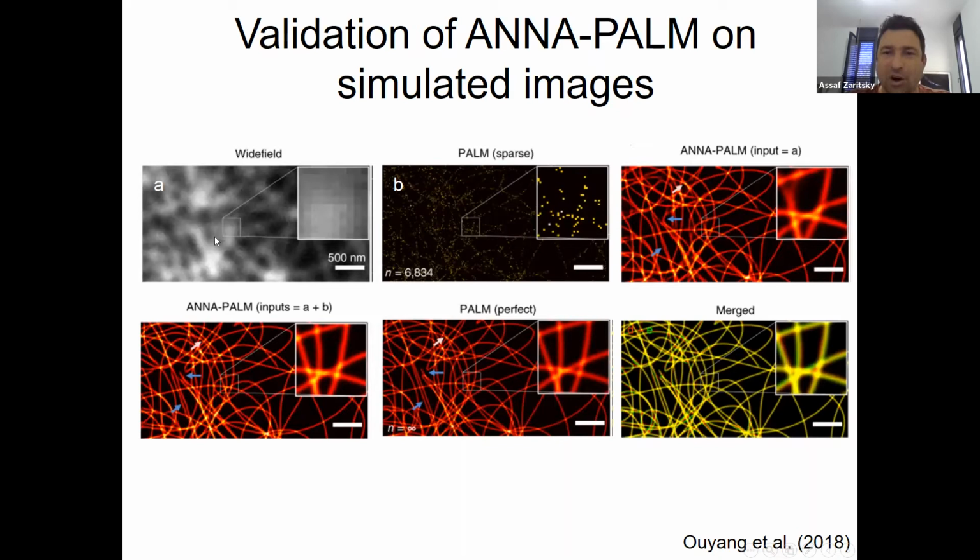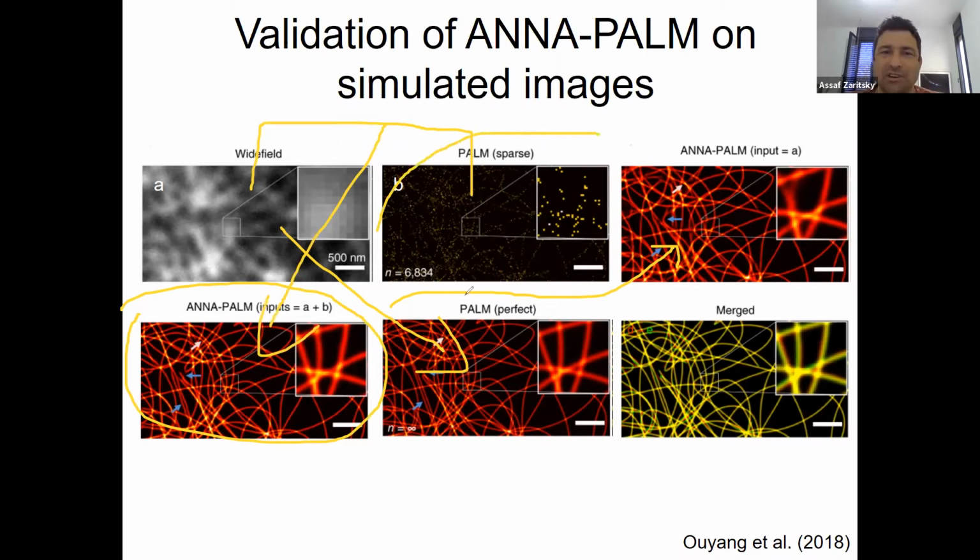So basically what you see here in the upper right corner is a network that was trained from the wide field to the PALM images, to the perfect images. Maybe I'll draw it. So learning these mappings, this is what you get here, which is pretty amazing. You take these images and you create these images. And what you see here is from taking this plus this and generating this. So you add the information here, the sparse PALM imaging.